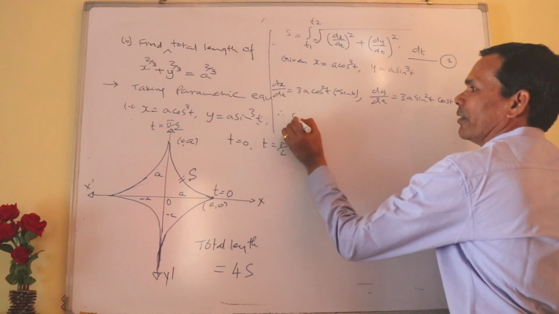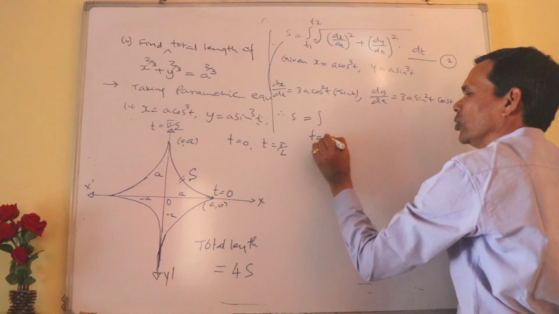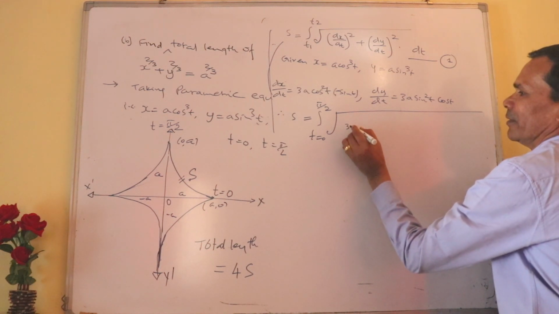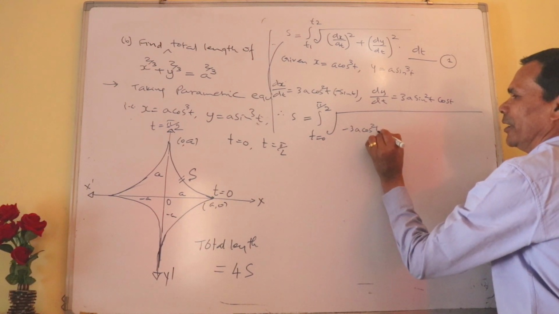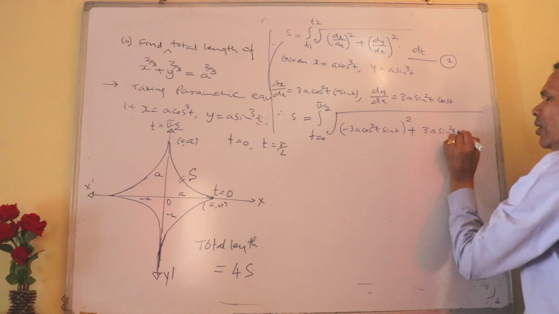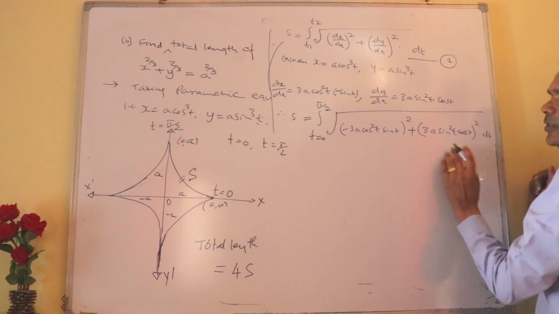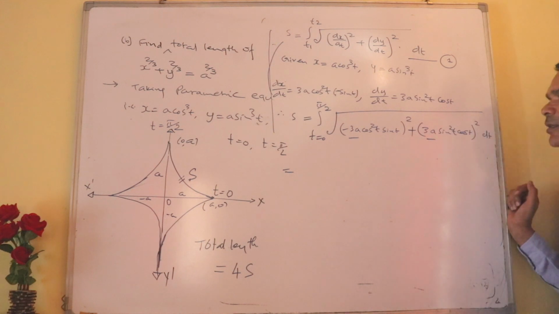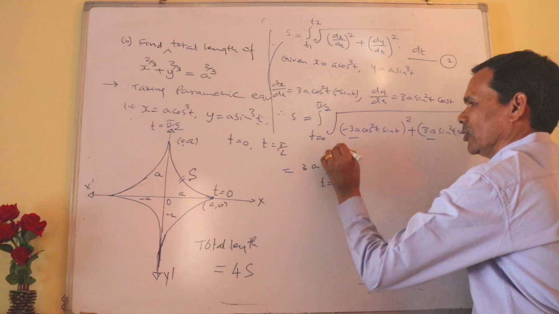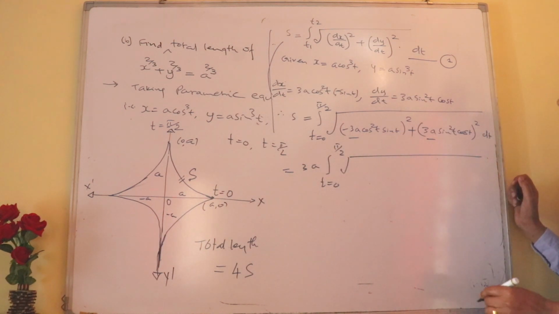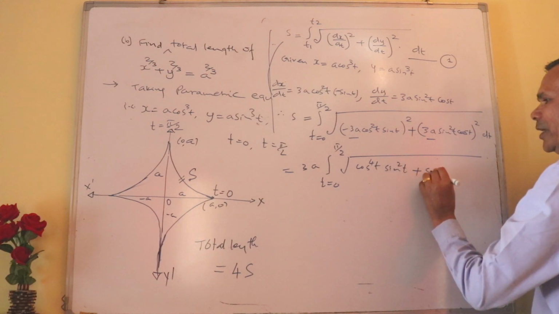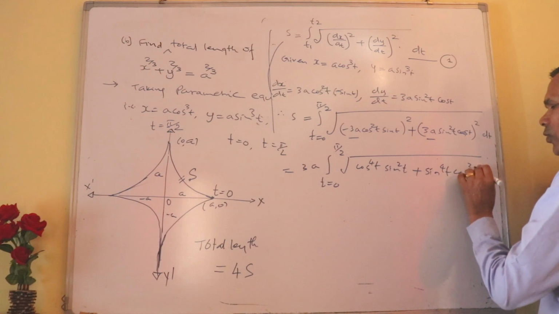So S is equal to, using this formula, the integral from t equals 0 to pi by 2 of the root of, I put the values, dx by dt, it is minus 3 times a cos square t into sin t, bracket square, plus dy by dt, 3 times a sin square t cos t, in bracket square, into dt. So we simplify this. I just take the constant outside. 9a square means outside it is 3 times a, outside the radical sign, t is equal to 0 to pi by 2, and root of, you are getting cos raised to 4 t sine square t plus sine raised to 4 t cos square t dt.